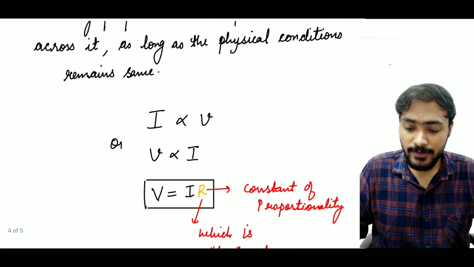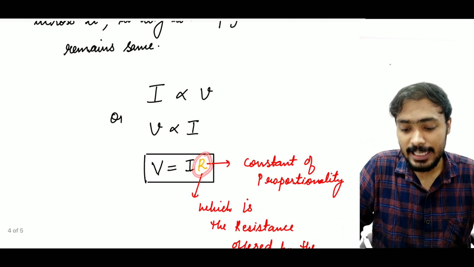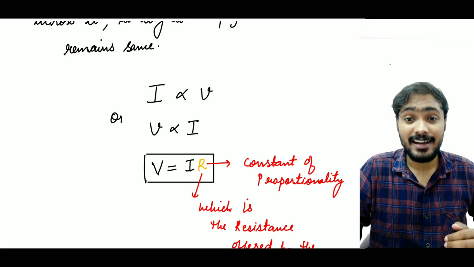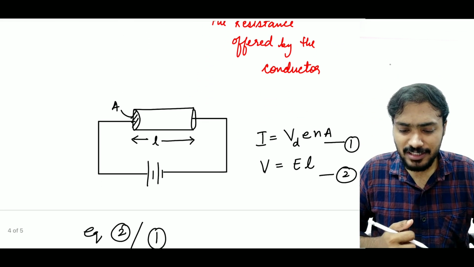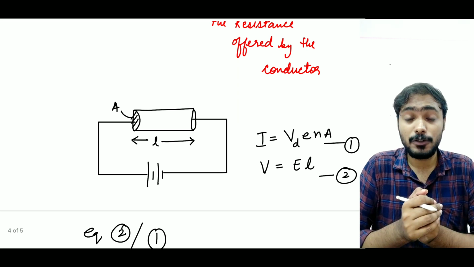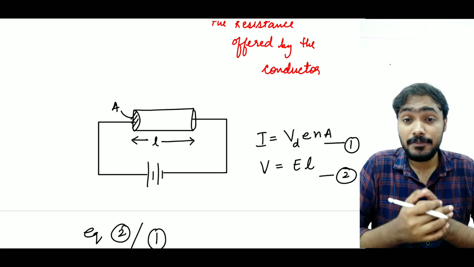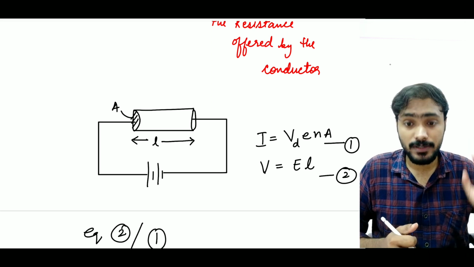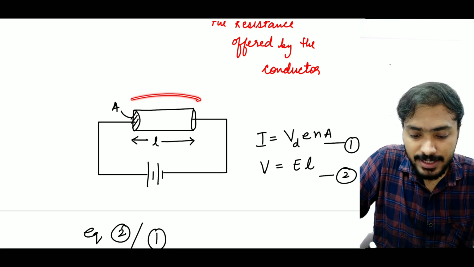Okay, so we got to know what a resistance is, and we know Ohm's law, that is V equals IR, right? Now let's try to actually derive Ohm's law with the help of the things which we have already studied in our previous videos, right? So obviously let's say I have this conductor over here.